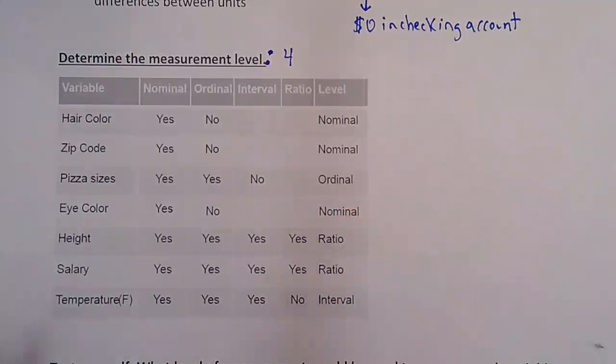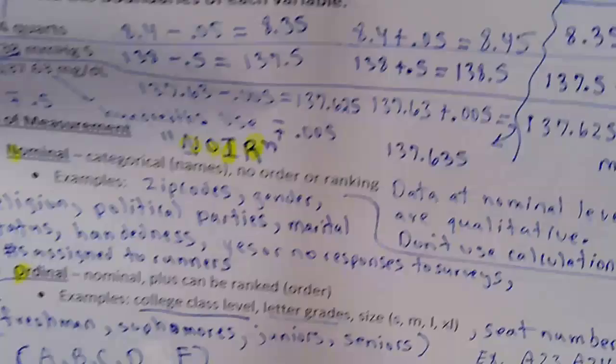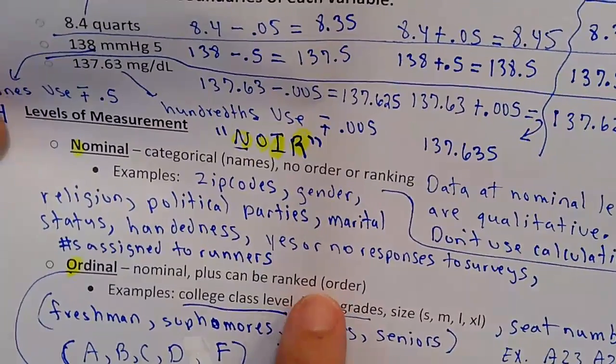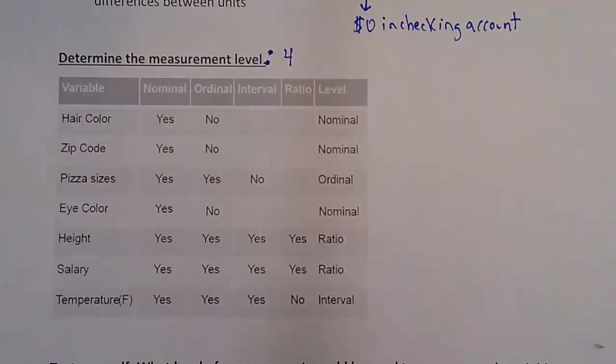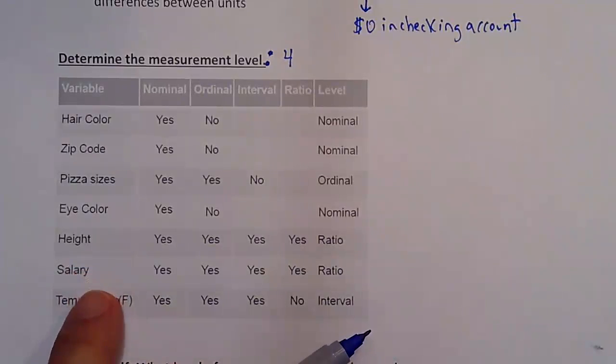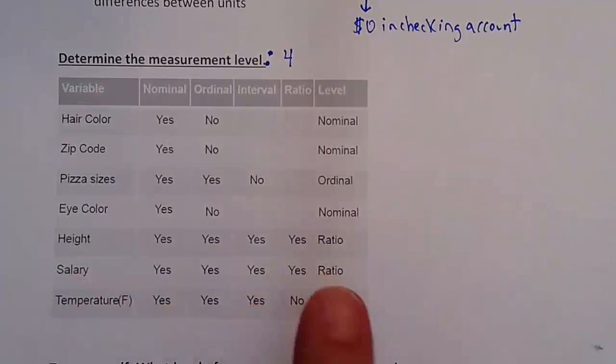Ordinal. So yeah, ordinal, is there some kind of ordering, some kind of ranking? Yeah, so the different sizes on those pizzas or sizes. And then nominal. Okay, and last one is ratio. So ratio, they have example of heights and salary here for ratio.